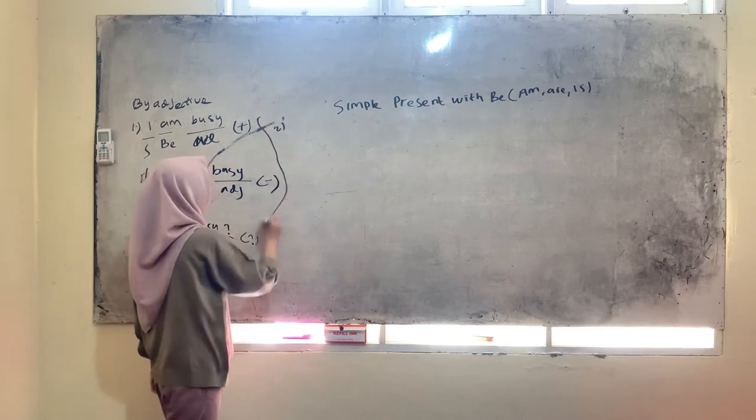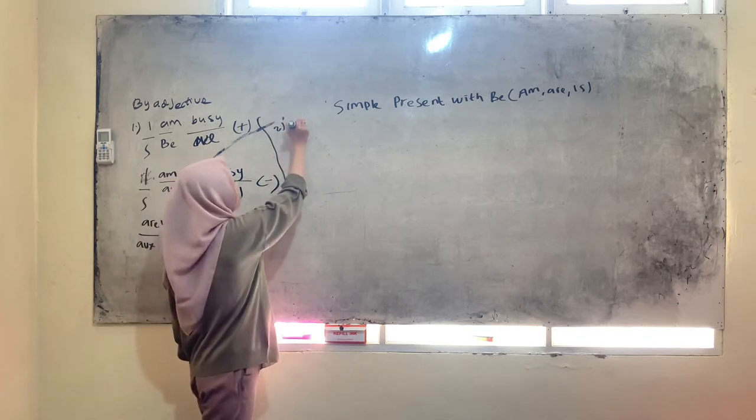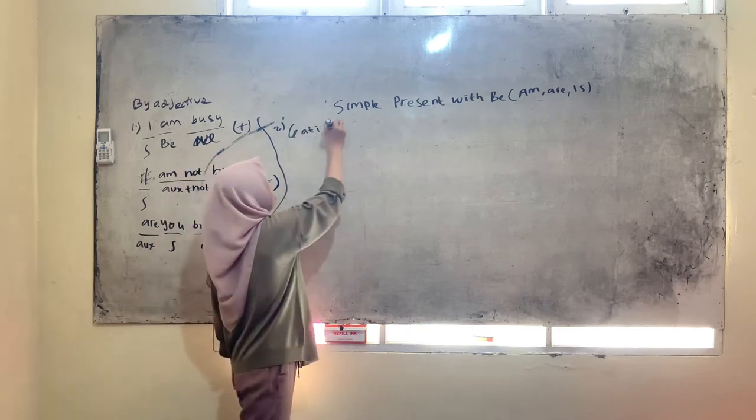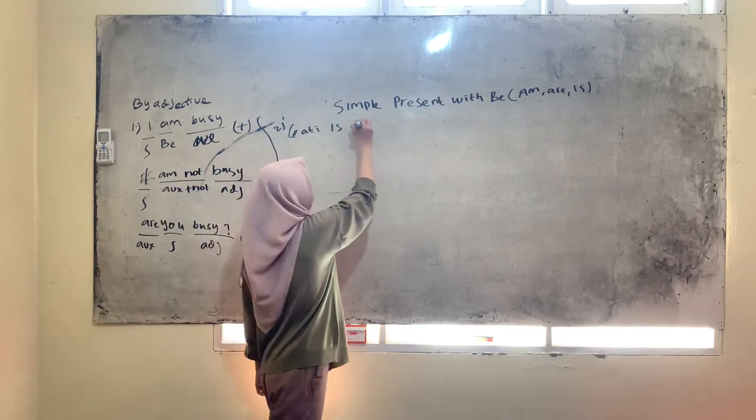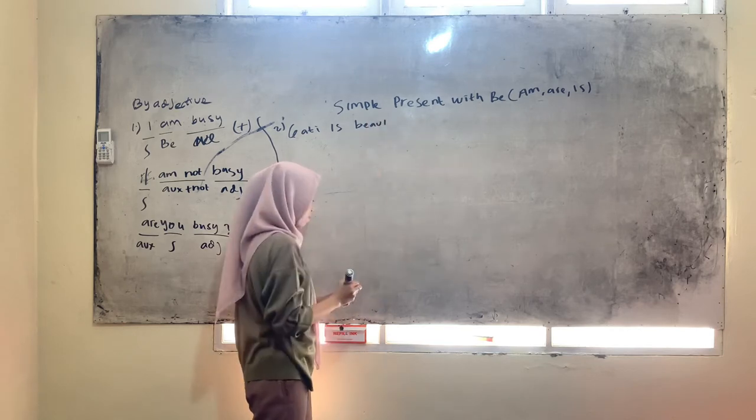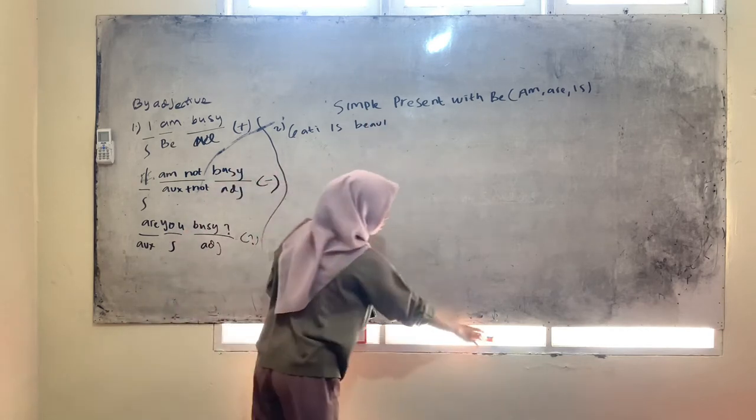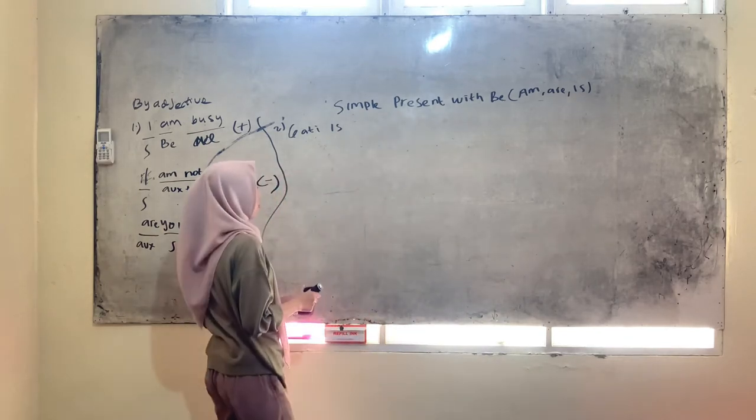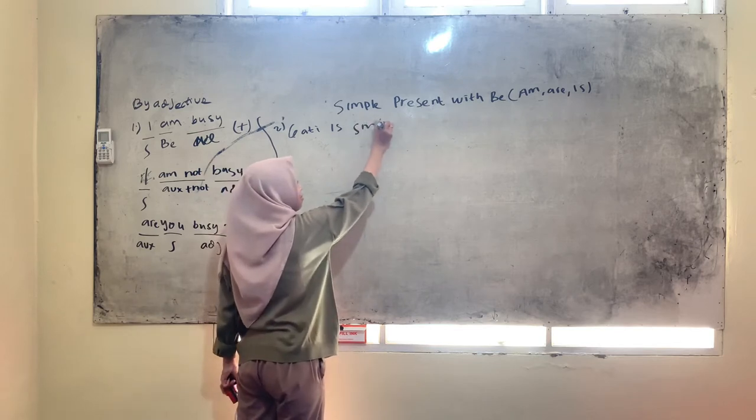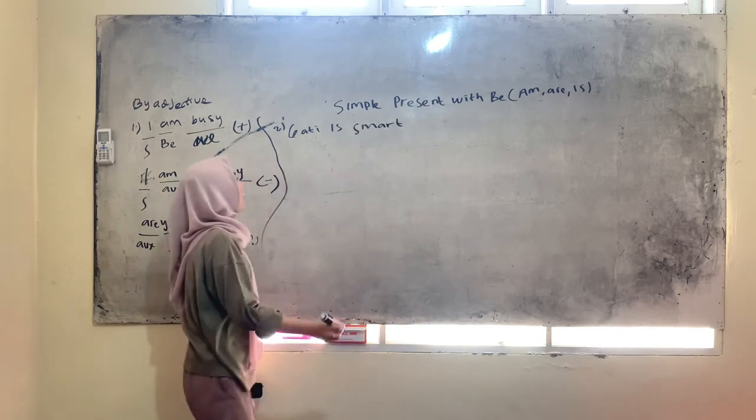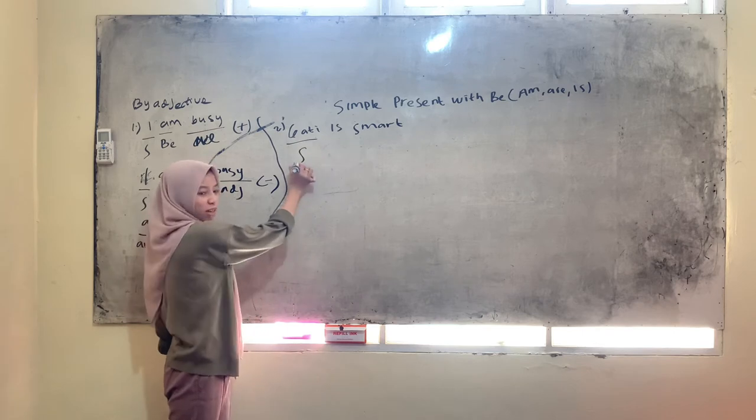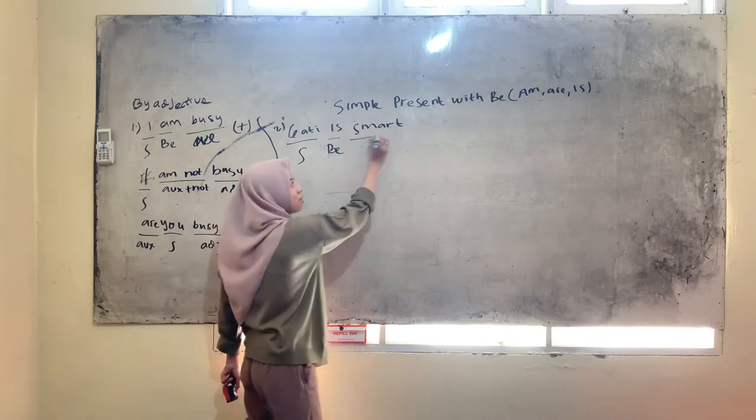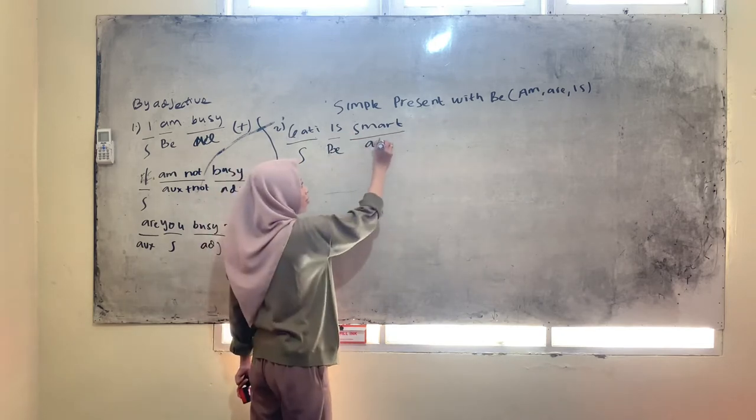Okay. The second example. Katie is beautiful. Oh, it's smart, I think. Sorry, it's smart. Okay. Katie as subject, is as be, and smart as adjective.